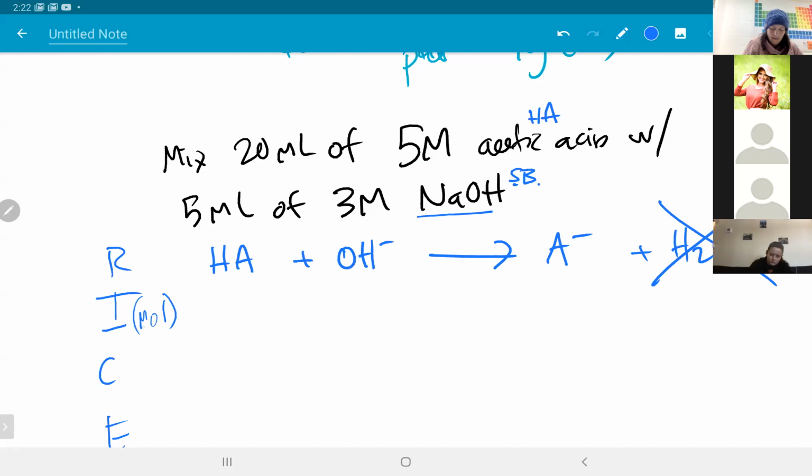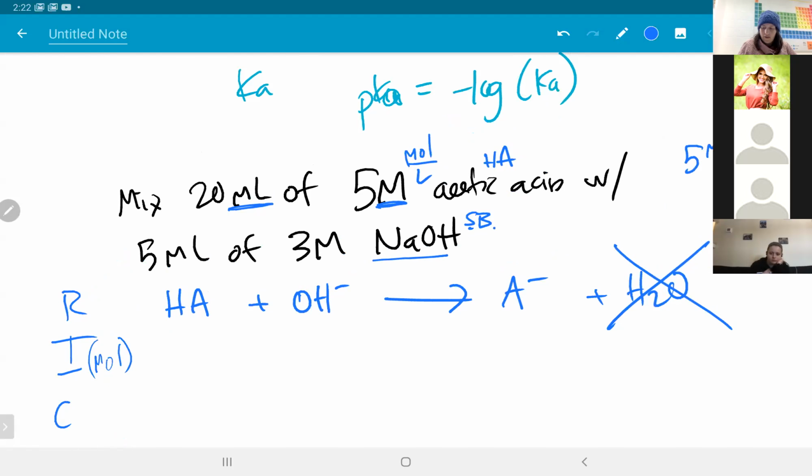So you have to figure out how many initial moles of everything you have in solution. How do you solve for moles? Well, molarity is moles over liters, and I have milliliters here. So I just need to take my molarity and multiply it by the volume that I have, but in liters. So the very first one will be 5 moles per liter times 0.02 liters, 20 milliliters. My mental math says that's 1, right? 5 times 0.2, yes, is 1. So I actually have 1 mole of HA.